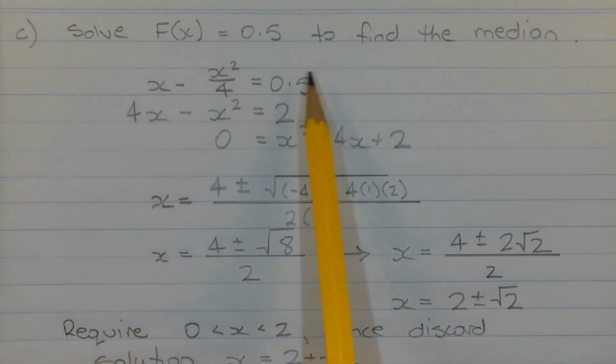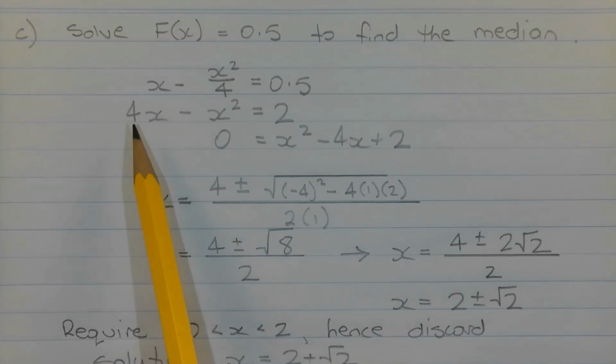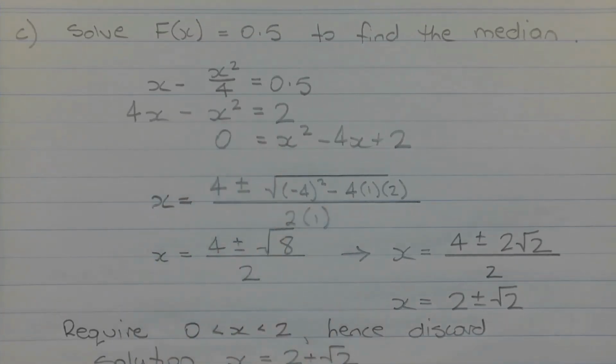Multiplying all terms by 4 to eliminate this denominator here, we have 4x minus x squared equals 2. Moving all terms over to one side to form a quadratic equation, we get 0 is equal to x squared minus 4x plus 2. Using the quadratic formula, we get x is equal to 4 plus or minus the square root of negative 4 in brackets squared minus 4 times 1 times 2 over 2 times 1. So that's the formula negative b plus or minus the square root of b squared minus 4ac over 2a. And we get x is equal to 4 plus or minus the square root of 8 over 2.